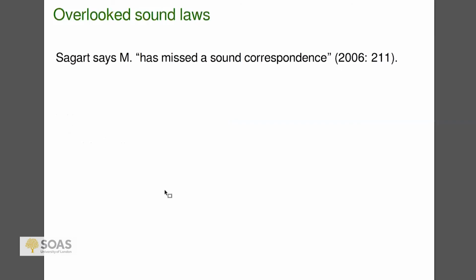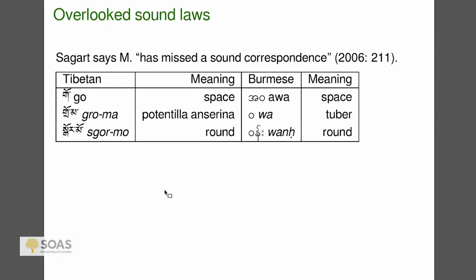So moving on to another kind of source for proto-variation. One is overlooked sound laws. So Sagart, in his review of Matisoff's handbook, says that he has missed a sound correspondence, pointing to this, which is a G in Tibetan corresponding to a W in Burmese. And this is a fun sort of tit-for-tat between Sagart and Matisoff, if you are bored some rainy afternoon.